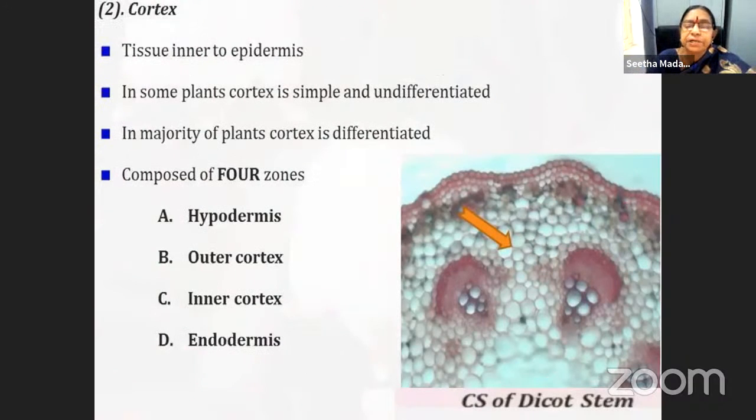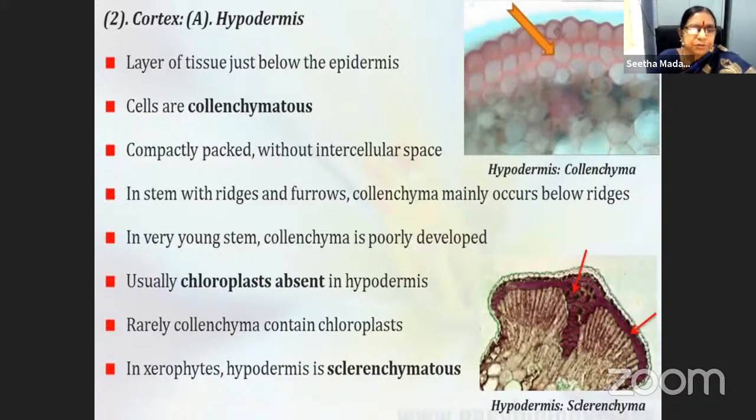The next part is cortex, and it is shown with an arrow mark. You can see the tissue inner to the epidermis is cortex, and in some plants the cortex is simple and undifferentiated, having a common tissue without any differentiation. But in the majority of the plants, the cortex is differentiated into 4 zones: hypodermis, outer cortex, inner cortex, and endodermis.